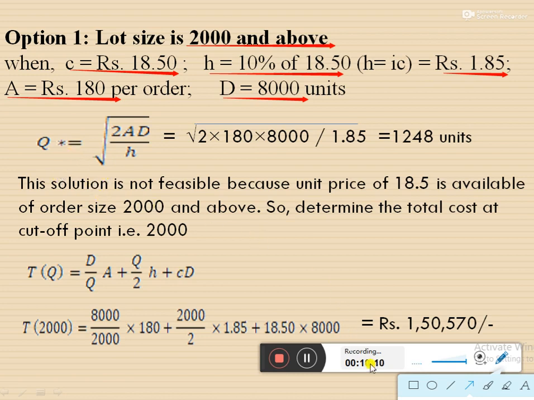First of all, we need to calculate the economic order quantity for this particular situation. That can be calculated by using this formula, by putting all the values given here in this formula: 2 into 180, that is A, D is 8000, and H is 1.85. So the answer, the economic order quantity, is equal to 1248 units.